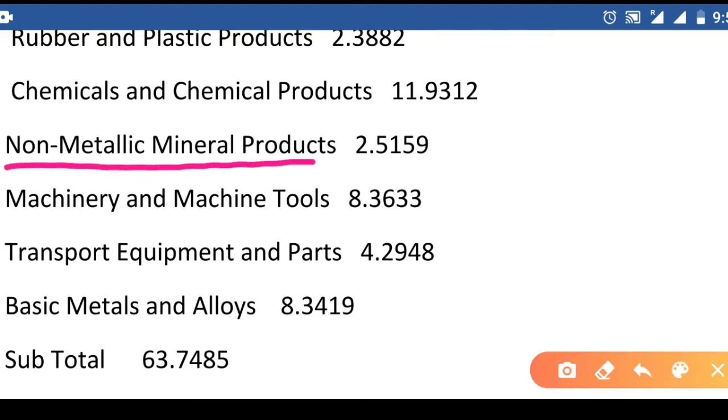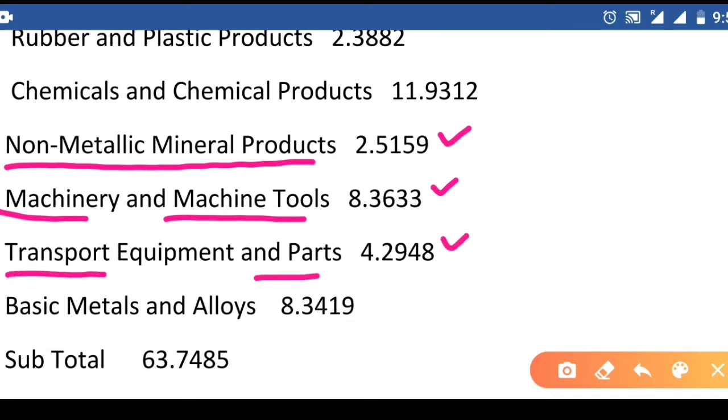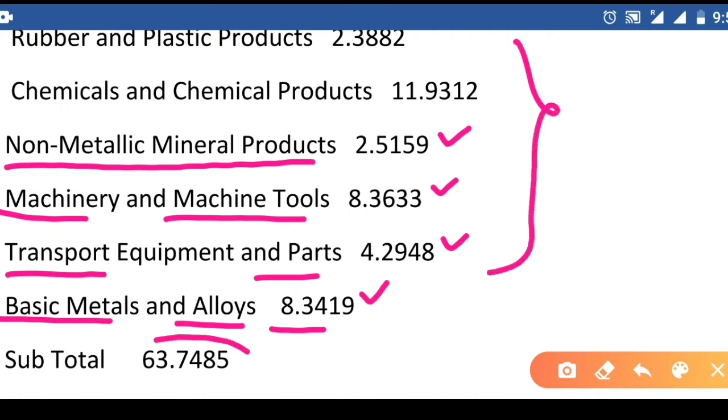Non-metallic minerals products weightage 2.5159. Machinery and machine tools weightage 8.3633. Transport equipment and parts weightage 4.2948. Basic metals and alloys weightage 8.3419. The subtotal of all these items weightage equals 63.7485.